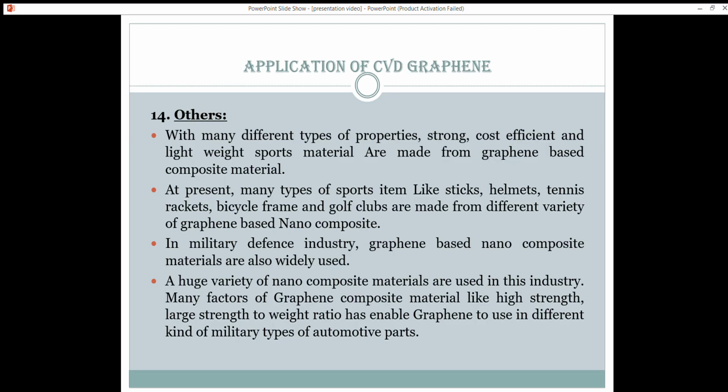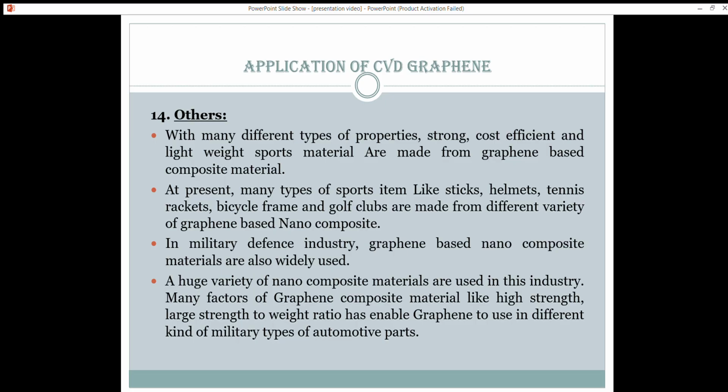In military defense systems, graphene-based materials are also used, and a huge variety of nanocomposite materials are used in this industry. Manufacturers of graphene composite materials, with properties like high strength and a large strength to weight ratio, have enabled graphene to be used in different kinds of military automotive parts. In military automotive parts, graphene is used because of its high strength and strength to weight ratio.